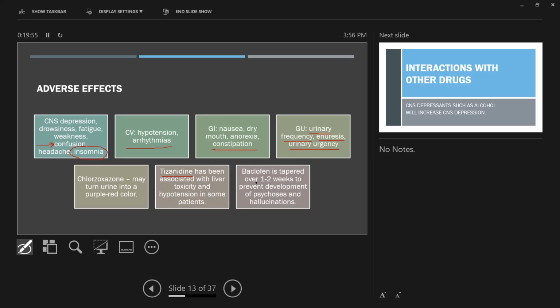Baclofen will need to be tapered over 1 to 2 weeks to prevent psychosis and hallucinations. That's important, particularly in elderly people.